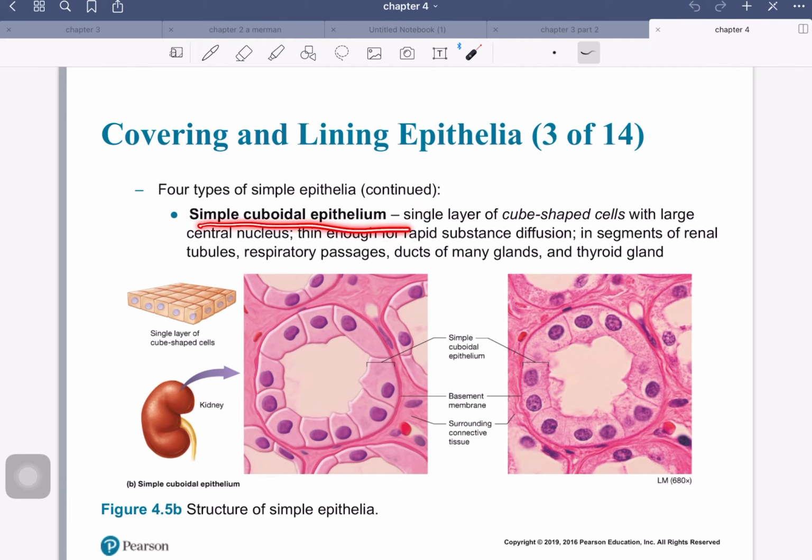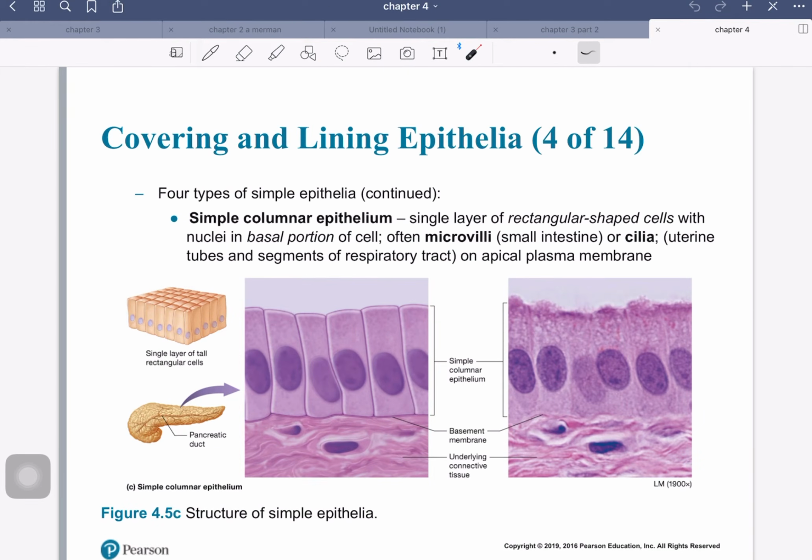Okay, so that was simple cuboidal. Now, there's another one, simple columnar. Once again, one cell layer thick, but the shape of the cells falls into the columnar category. So, single layer, rectangular shaped cells. The nuclei tend to hang out closer to the basilar. By the way, this is a basilar surface, okay? And this is the apical. Apical up there, basilar surface down here where it connects to the other tissue. So, the nuclei are in the basilar portion of the cell.